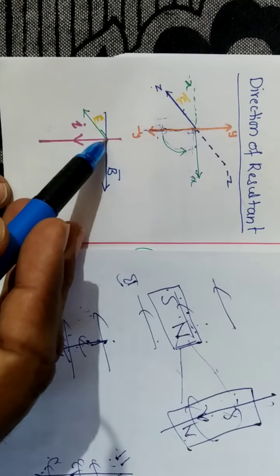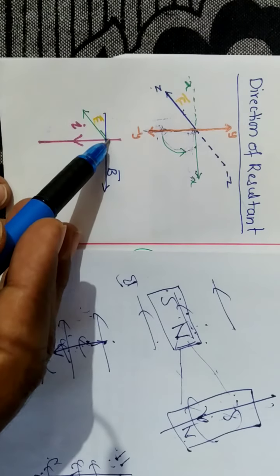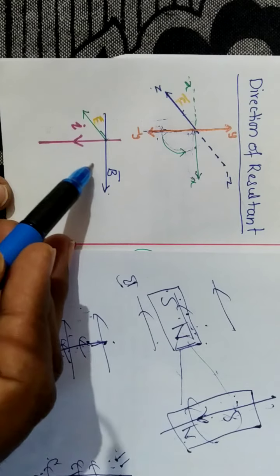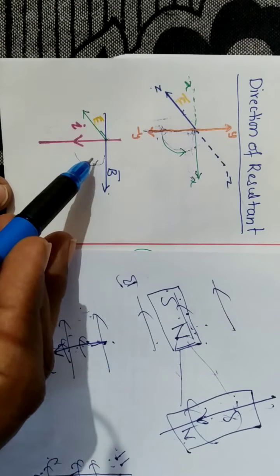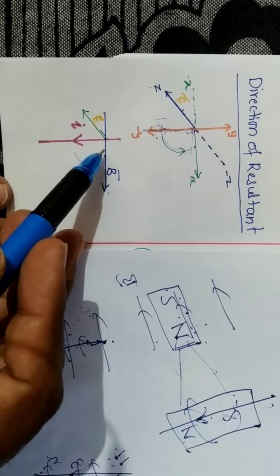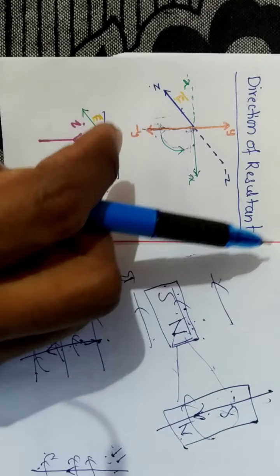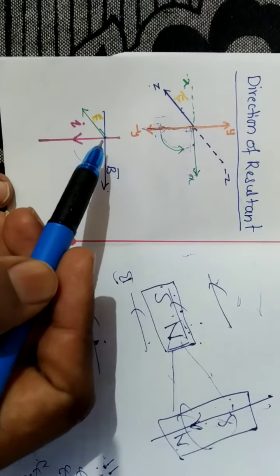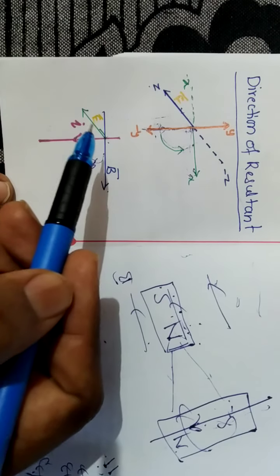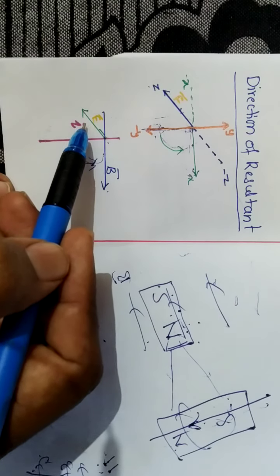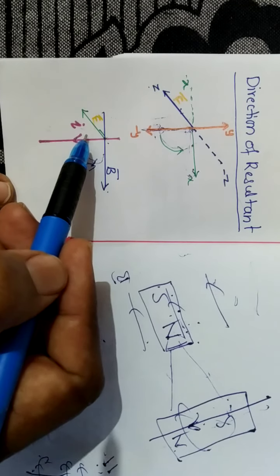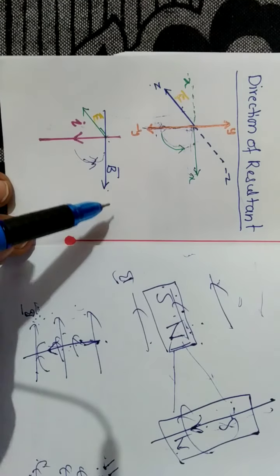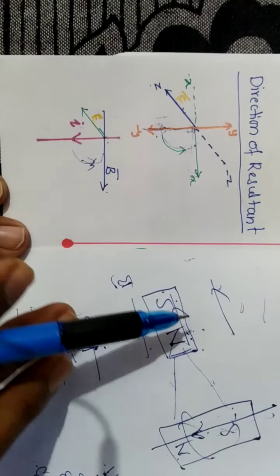Here you see this is our current carrying wire and this is the magnetic field direction. You rotate I towards B in the anti-clockwise direction, and when you rotate the screw anti-clockwise, the screw will come outside and the force will be acting perpendicular to the plane of the paper, that means along the positive Z direction. So in this way we can calculate the magnitude as well as the direction of the force.